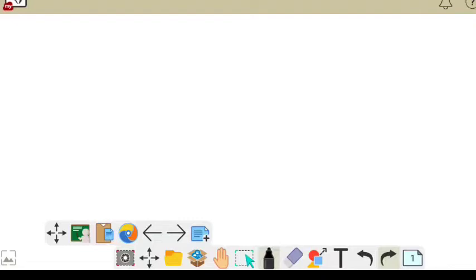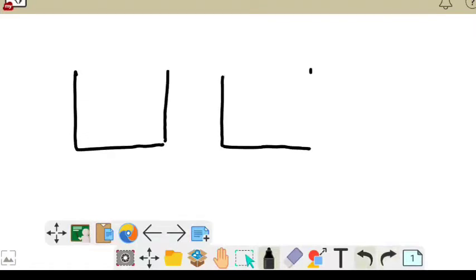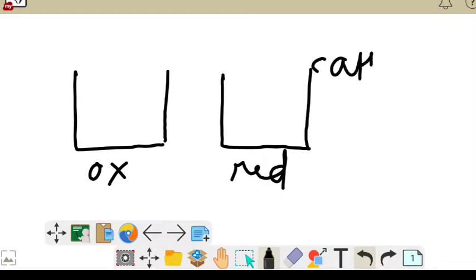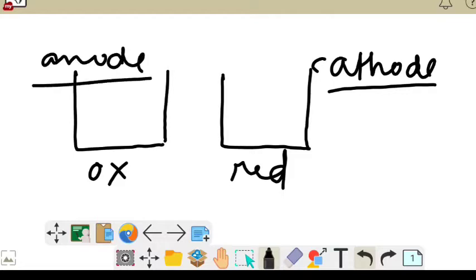Okay, so cell potential. Now you know that in the Daniell cell there were two containers in which oxidation was occurring and reduction was occurring. The reduction side was what? Cathode was present, and in the oxidation side anode was present, right? Here this is the negative terminal and this is the positive terminal.